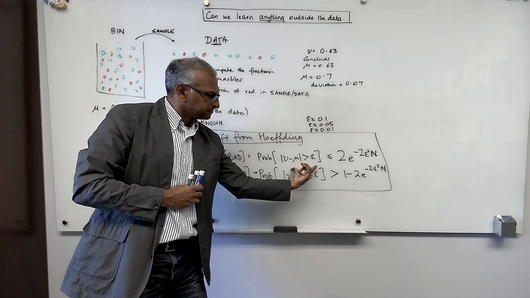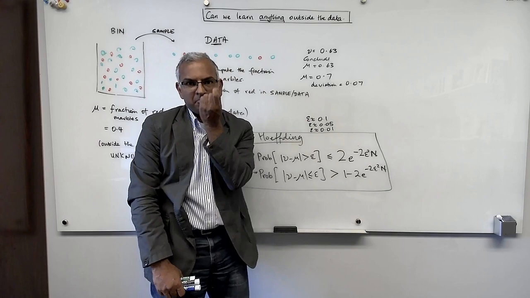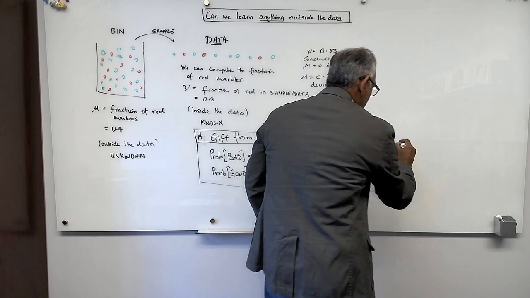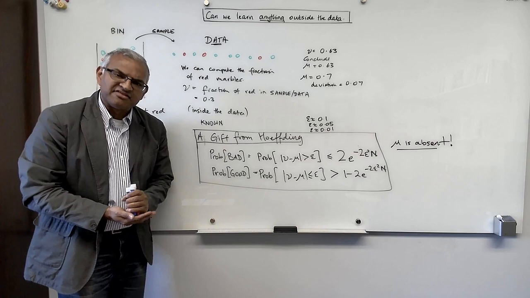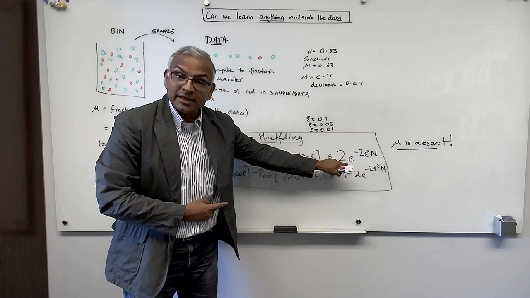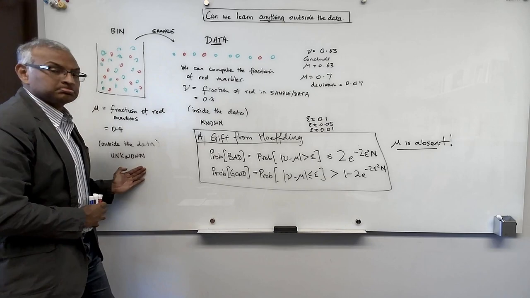But where is mu in here? It's not there. It's not a typo. There's no mu in here. So in other words, I can calculate this bound without knowing mu. So, mu is absent. And I want to emphasize and re-emphasize how important that is. Because if mu was in here, I couldn't compute that bound. And I wouldn't be able to compute the satisfactory n that'll give me a low enough probability of that. And why is that? For the simple reason that I don't know mu. So this is fantastic, because I don't know mu.